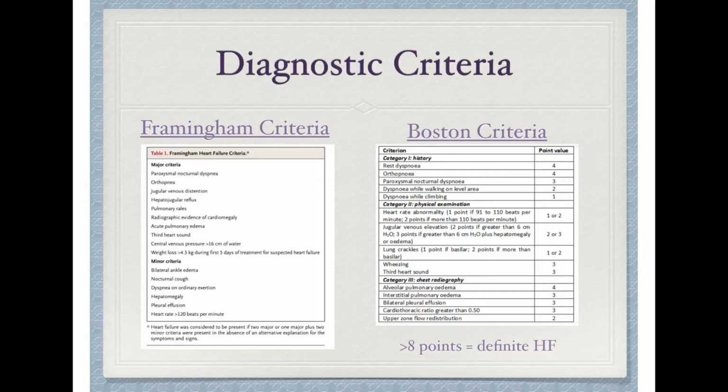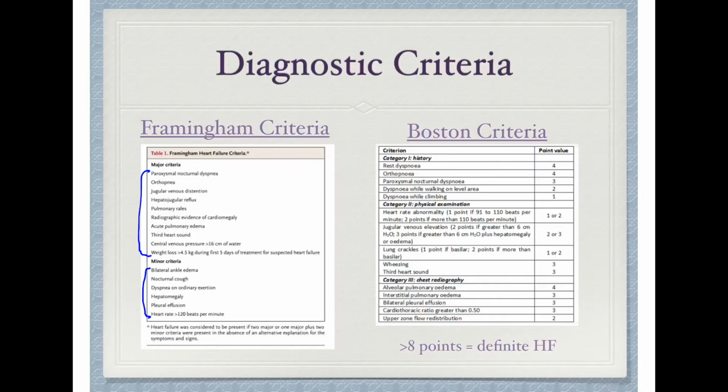In the Framingham criteria, a patient is considered to have heart failure if they meet any two of the major criteria listed here, or if they meet one of the major criteria plus any two of the minor criteria listed here. And if they meet those criteria without having any other alternative explanation for those same symptoms and signs, such as pneumonia or other lung disease.